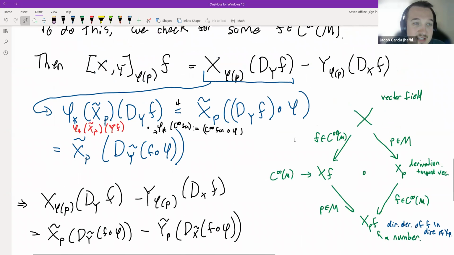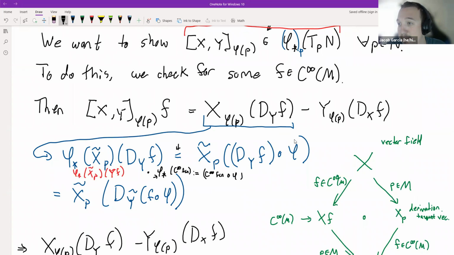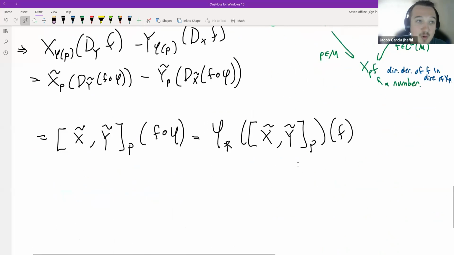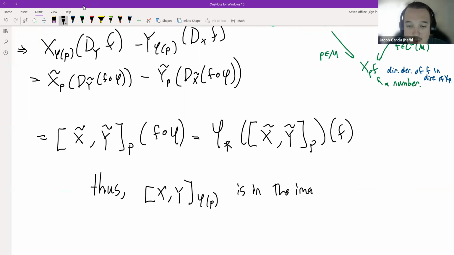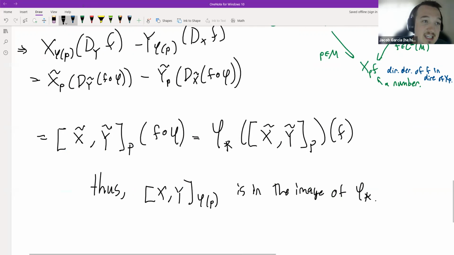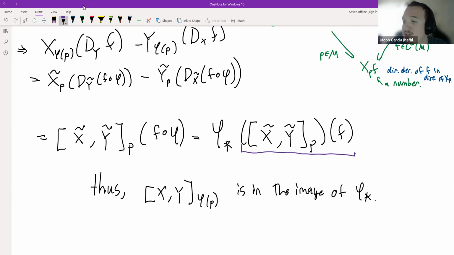And surprisingly, this is exactly what we wanted to show, right? I wanted to show that this was in the image of this map. And hey, I just wrote it. Thus, the original Lie bracket that I was looking at is in the image of phi star, right? Specifically, it's the image of this vector field, or this tangent vector, because I evaluated it at p.